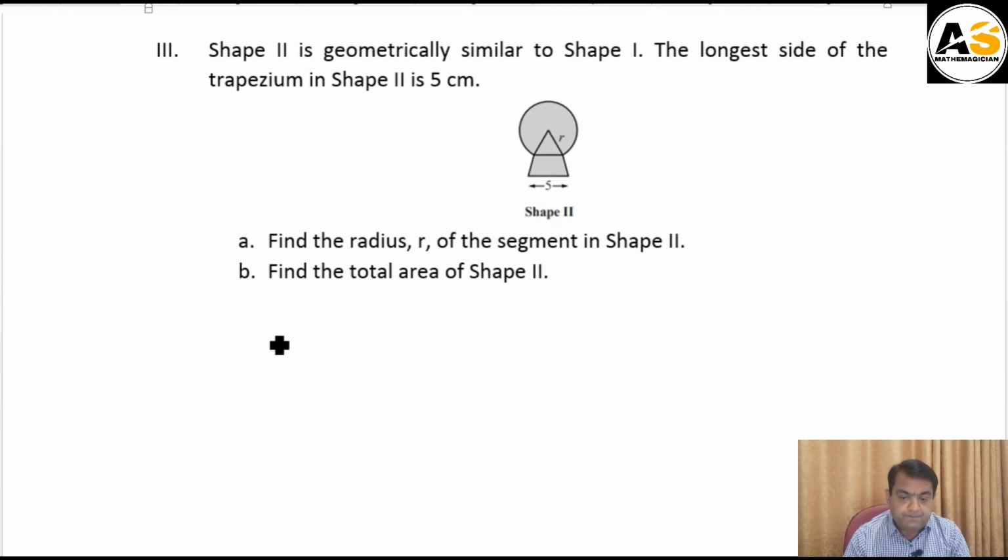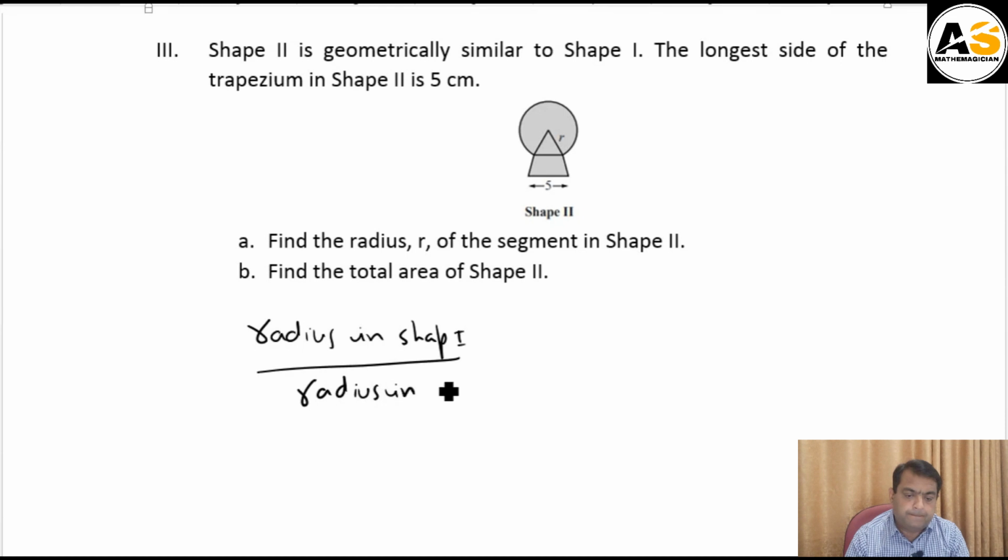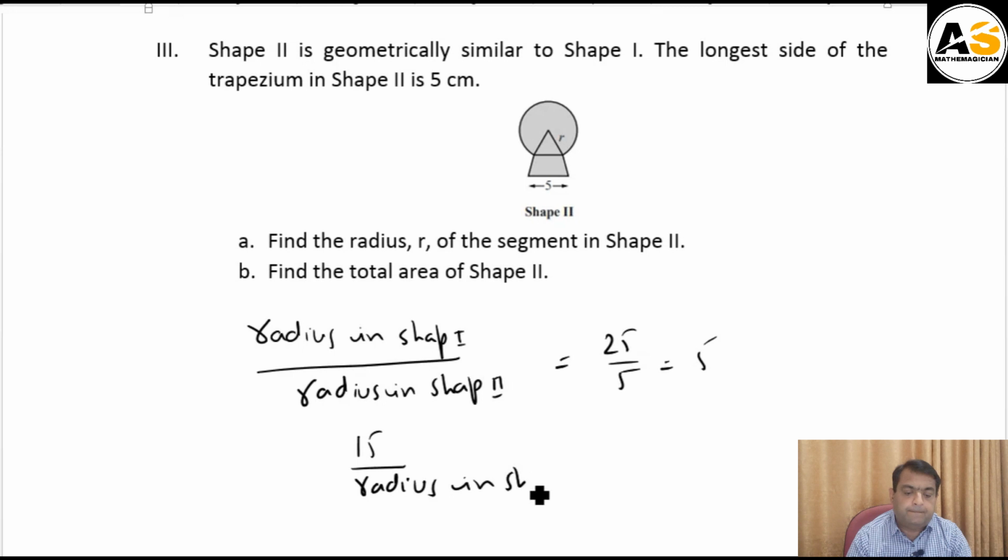Radius in shape 1 over radius in shape 2 is equal to 25 over 5, or 5. So what was radius in shape 1? Radius in shape 1 was 15, over radius in shape 2 is equal to 5. So from here radius will be 3.